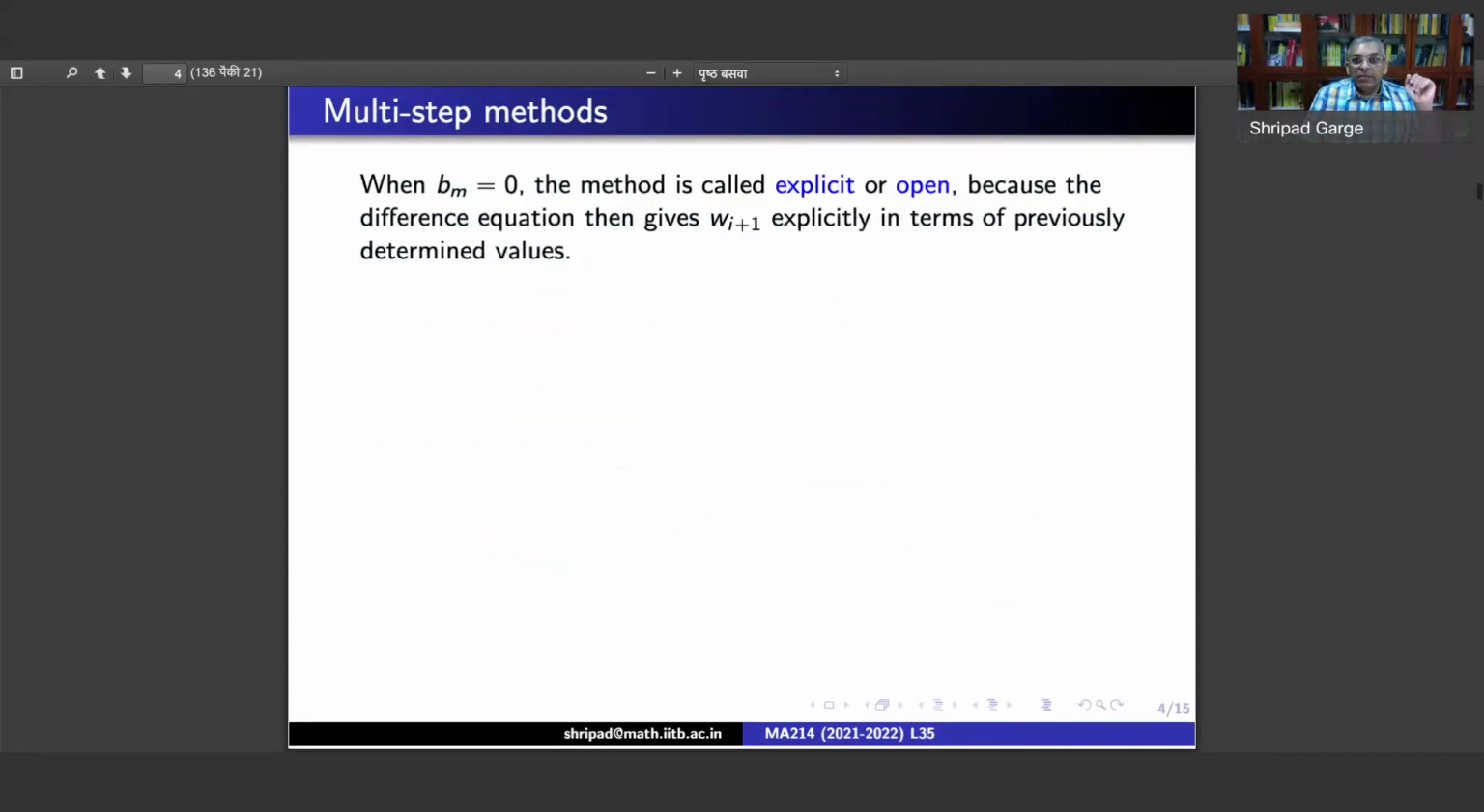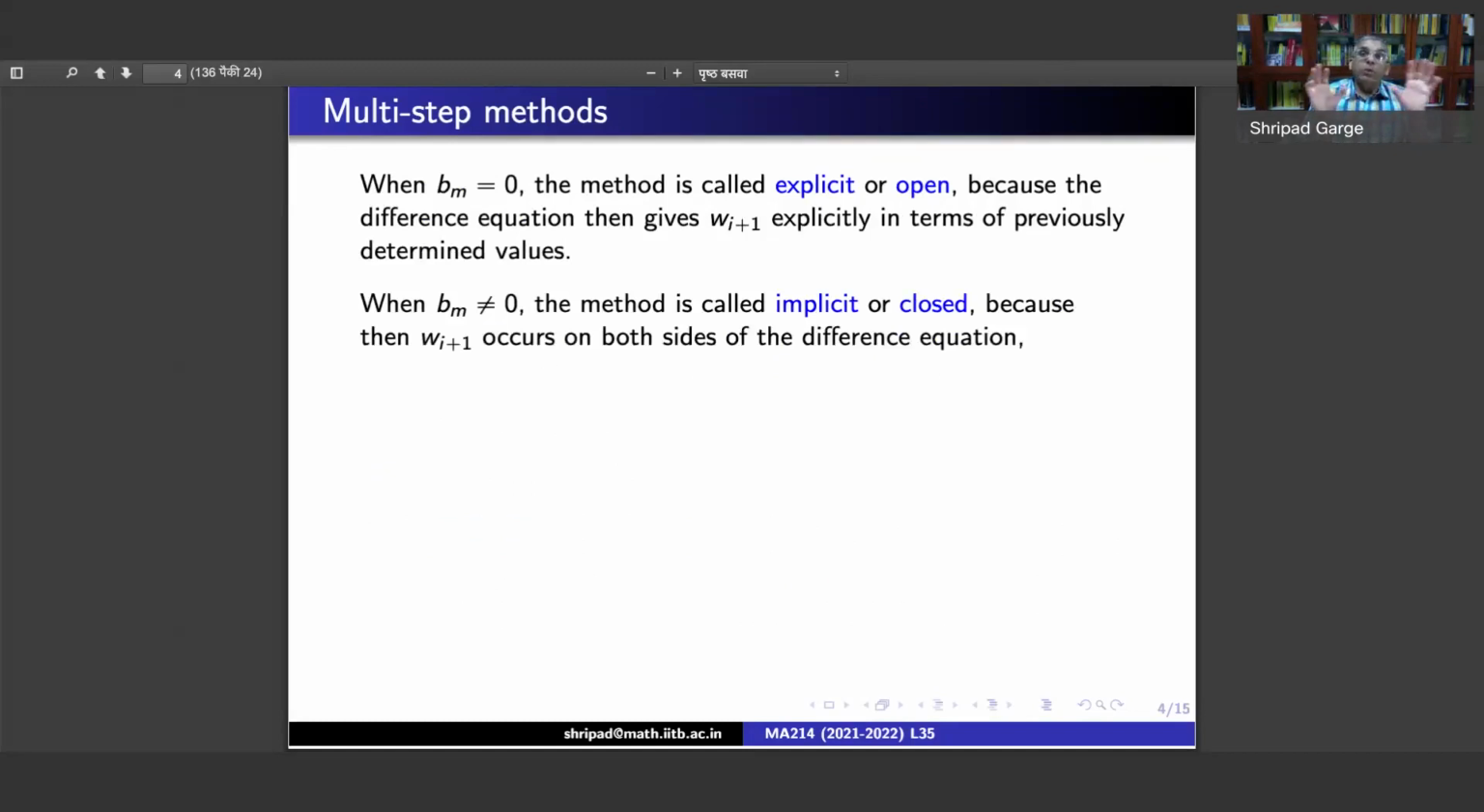So this method will be explicit if bm is 0, but if bm is non-zero, then you have w i plus 1 on both sides, and this is then called an implicit method or a closed method, because then w i plus 1 occurs on both sides of the difference equation. So it is specified only implicitly. There is an equation for w i plus 1 that we will have to solve. That is slightly more difficult.